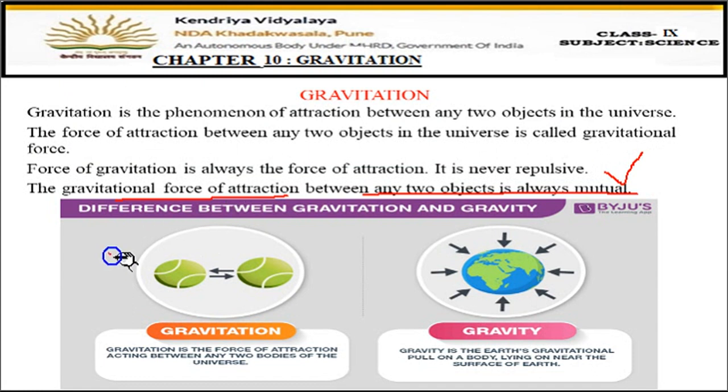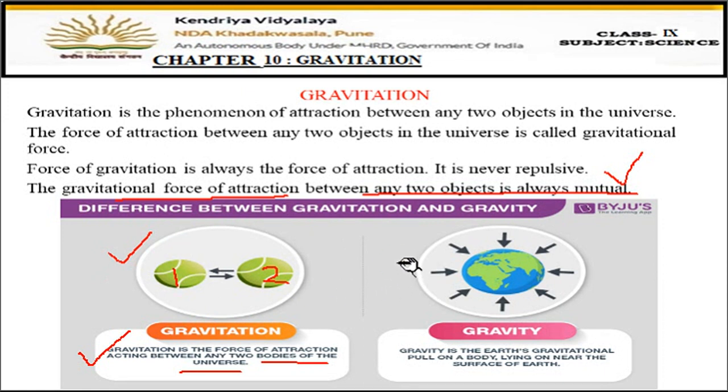You can see it in the diagram also. There are two bodies shown here. This is body number 1, this is body number 2. You can see a double-sided arrow shown here. That means gravitation is the force of attraction acting between any two bodies of the universe. So body 1 is pulling body 2, and body 2 is also pulling body 1. Both the bodies are pulling each other, so this force is always mutual. Both bodies apply the force of attraction on each other, and this is known as the gravitational force.